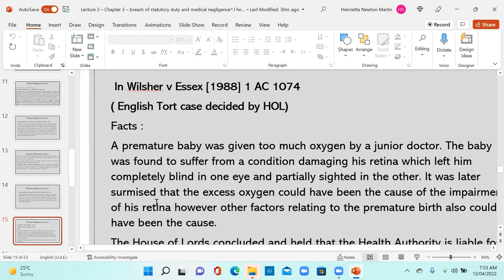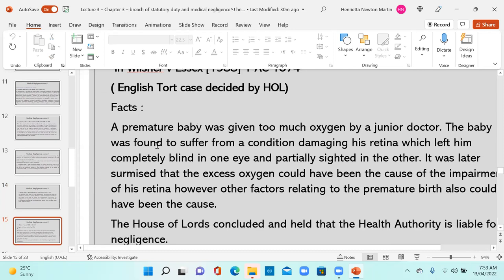Now, in Wilshire versus Essex, this is a classic and a landmark case law, an English tort case, which is decided by the HOL. HOL means the House of Lords. Now here, there was a premature baby and she was given too much oxygen by a junior doctor. The baby was therefore found to suffer from a condition of excessive oxygen, which resulted in damaging the child's retina, that is the eye, which left the child completely blind in one eye and partially sighted in the other. That means oxygen was so much that it disabled the child's ability to see.